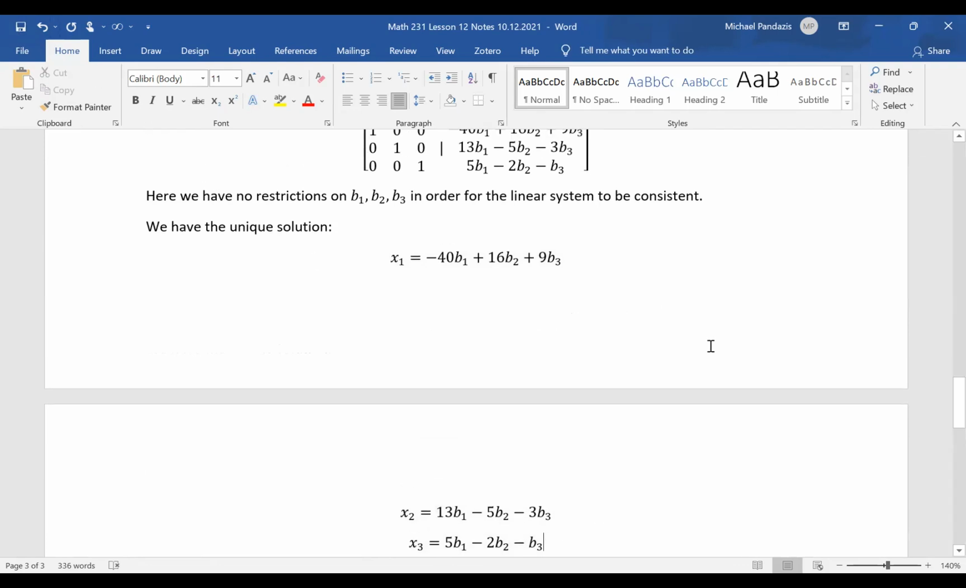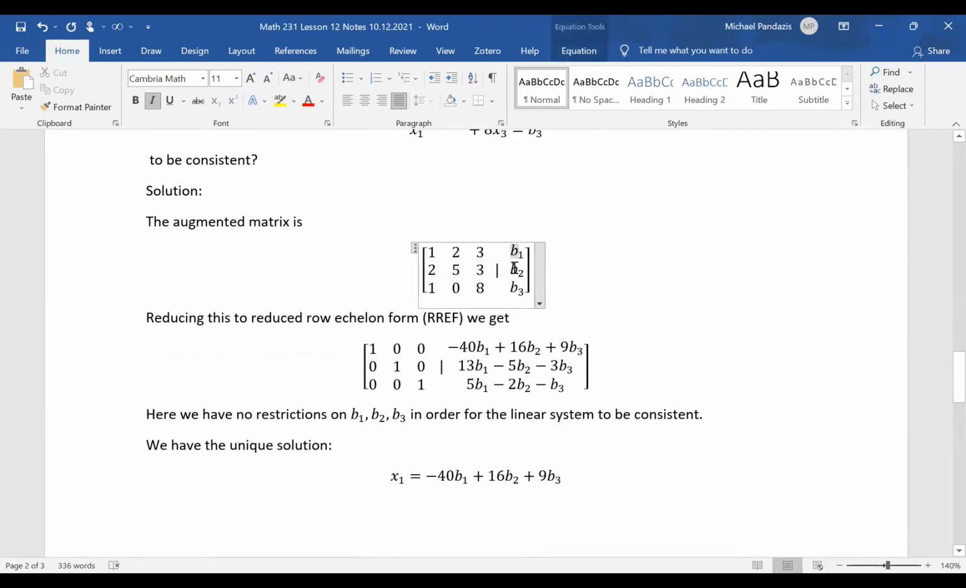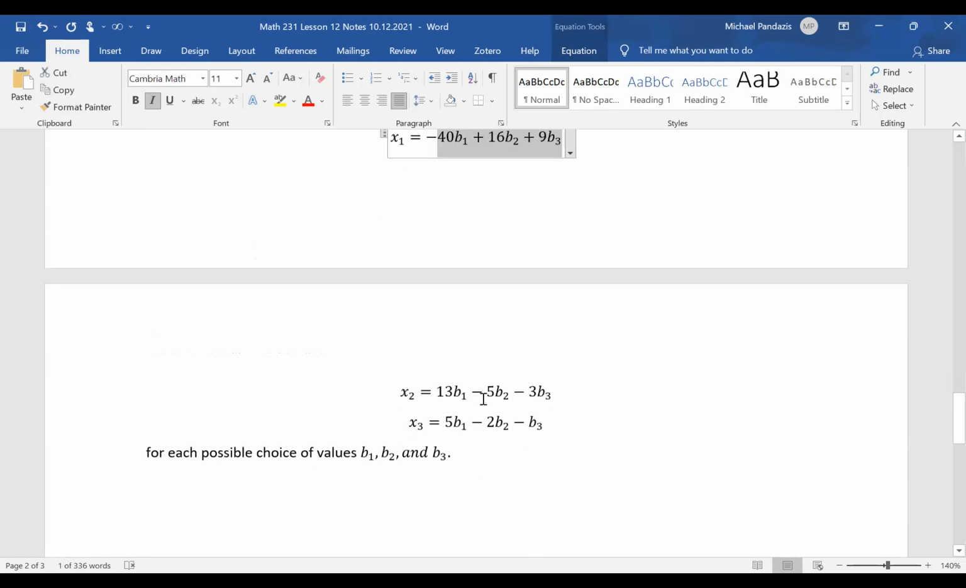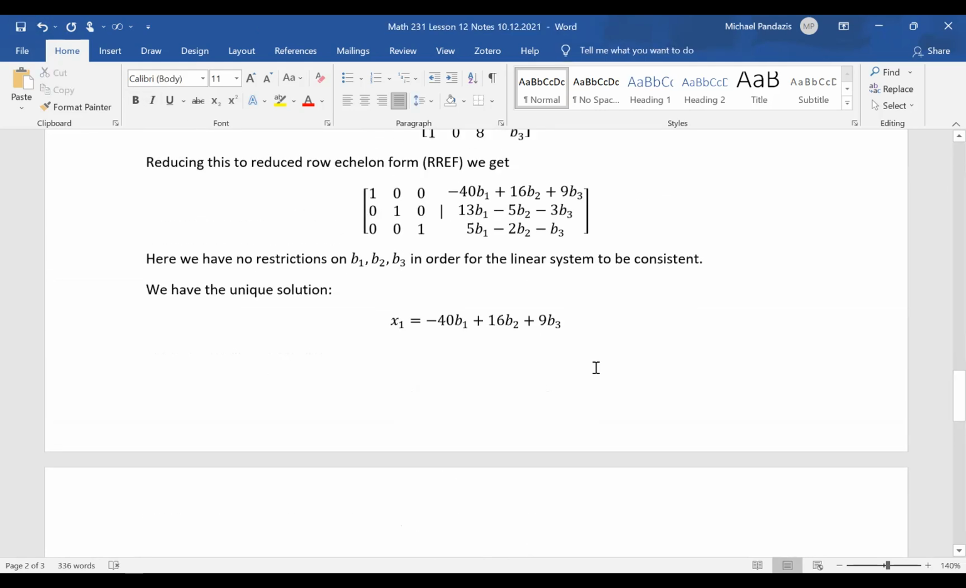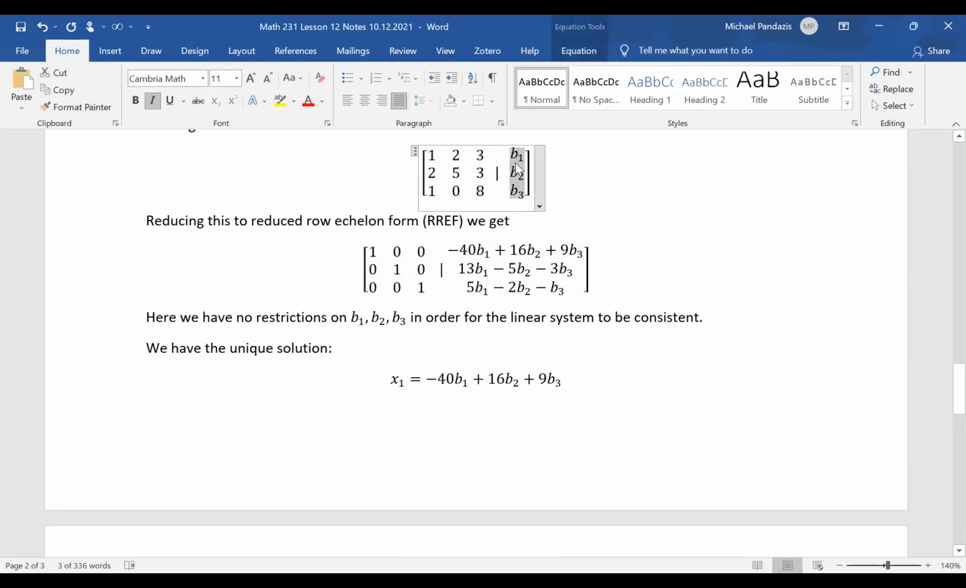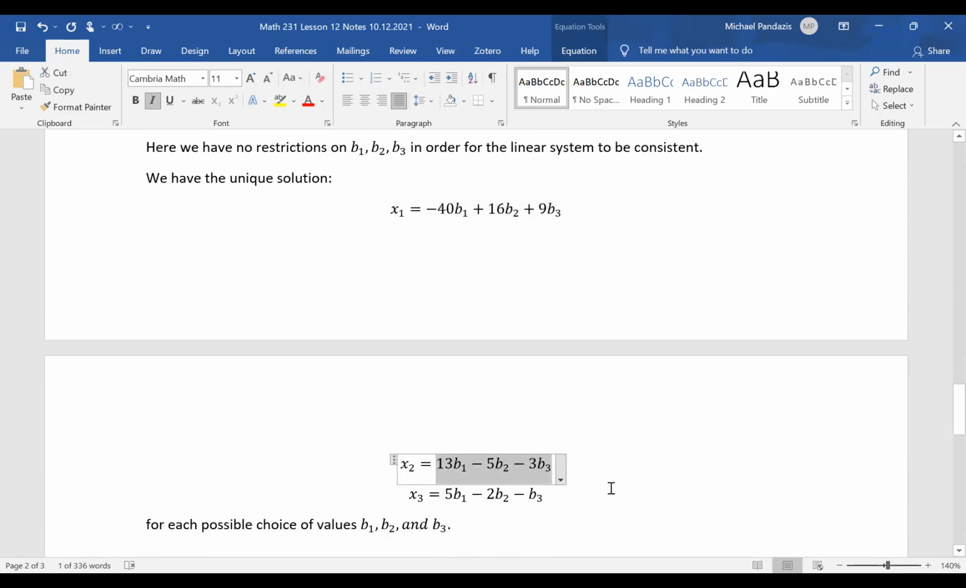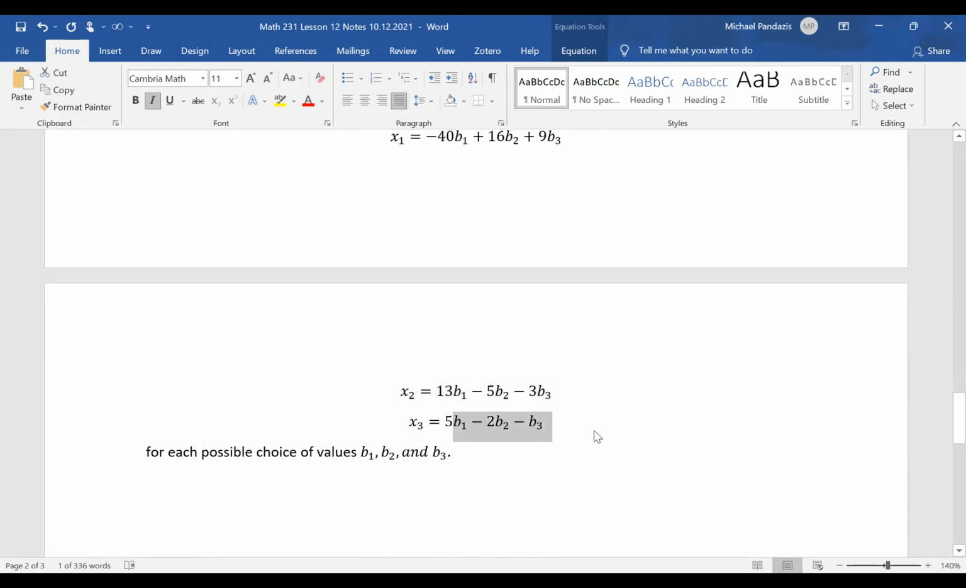That makes sense? So if I chose B1 to be 0, B2 to be 0, and B3 to be 0, then I would get the solution x1 equals 0, x2 equals 0, x3 equals 0. See? If I change them all to 1, if I said, okay, I want B1 to be 1, B2 to be 1, and B3 to be 1, then x1 would be negative 40 plus 16 plus 9. X2 would be 13 minus 5 minus 3, and x3 would be 5 minus 2 minus 1.